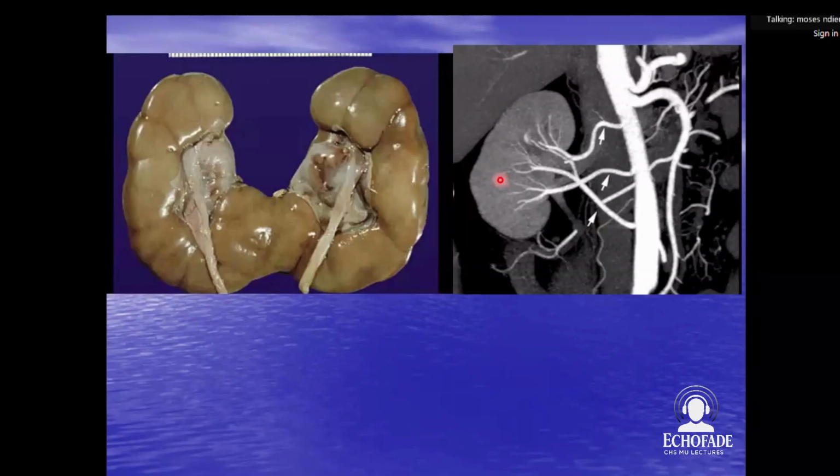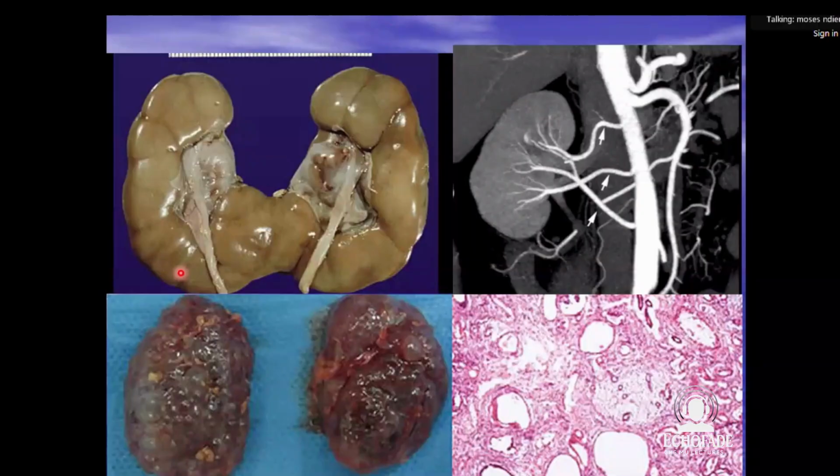This is a horseshoe kidney, fused lower poles. The inferior poles are fused together because the nephrotomes came very close together. And these are the multicystic kidneys. And in cross sections, you can see dilated fluid-filled spaces within the kidney.